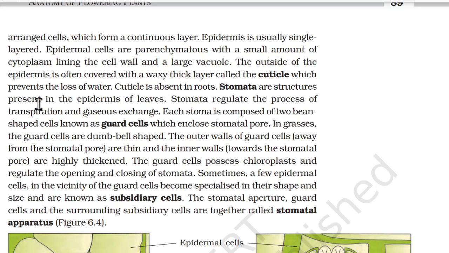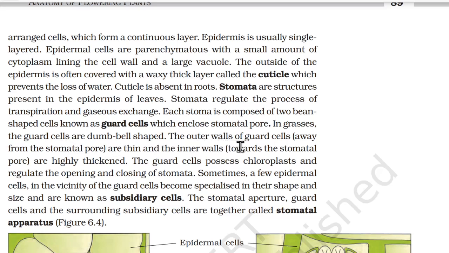Stomata are the structures present in the epidermis of the leaves. Stomata regulate the process of transpiration and gaseous exchange. Each stoma is composed of two bean-shaped cells known as guard cells, which enclose the stomatal pore. In grasses, the guard cells are dumbbell-shaped.